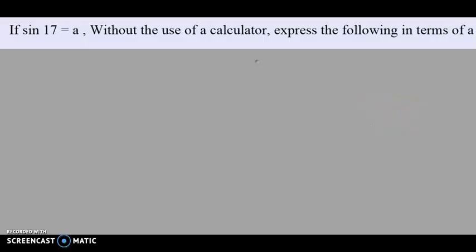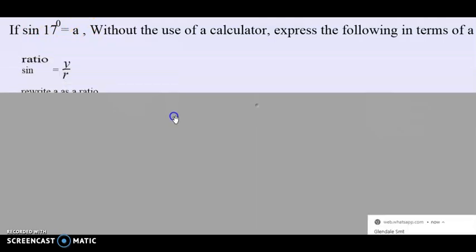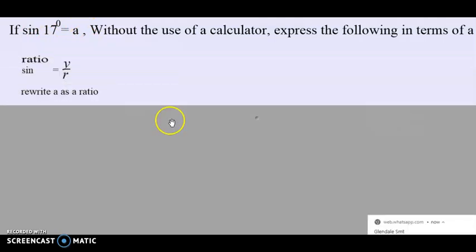Our example that we work with: they ask us, if sine of 17 degrees is equal to A, without the use of a calculator, express the following in terms of A. So the first thing that we need to do is to set this up so that it shows as a ratio. What is A? A is A over 1. Then I can say sine is a Y value over R value. Once I have that, I may rewrite A as a ratio.